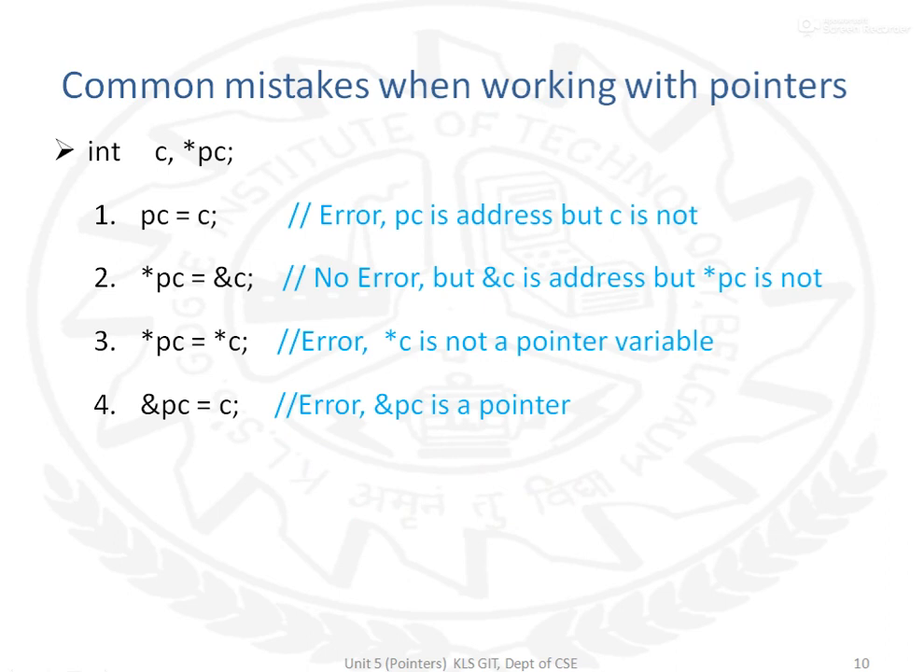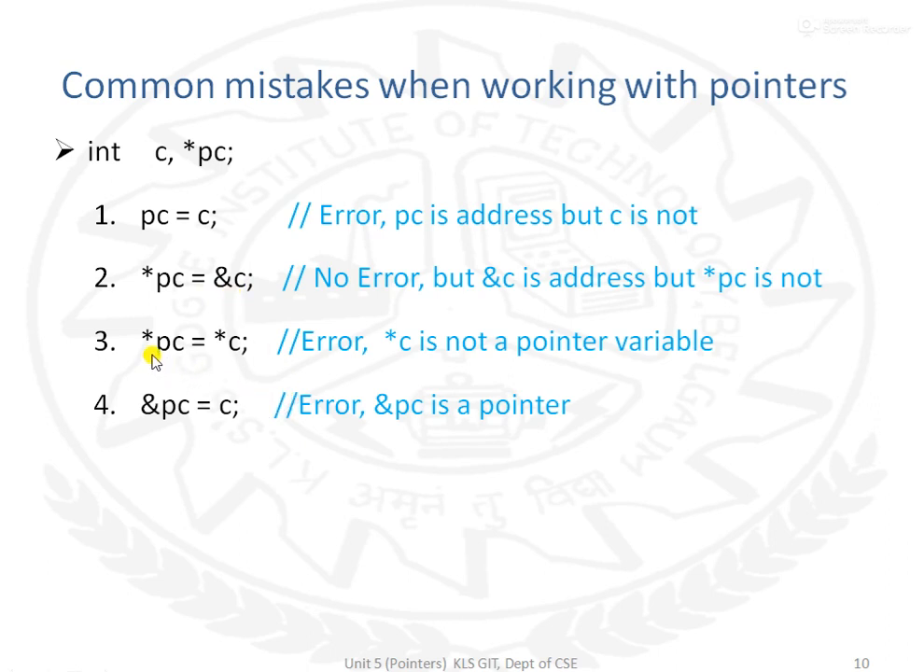There are some common mistakes while we are working with pointers. The first one is that we assign in a wrong manner. Here pc is equal to only c. c has a value, so I am assigning a value to pc. It is an error, because pc is trying to accept an address. c is a variable here, so the & symbol is missing. In the second case, *pc is equal to &c. Here *pc is trying to access the value of a variable, but I am assigning &c, an address. Some compilers may accept it, but this is a wrong method.